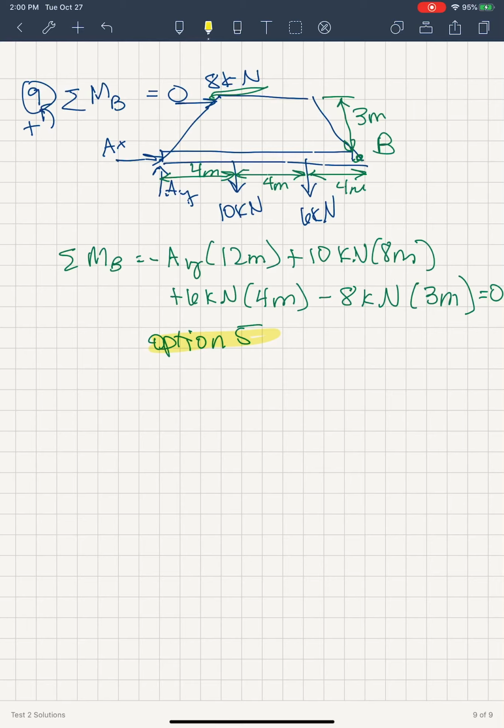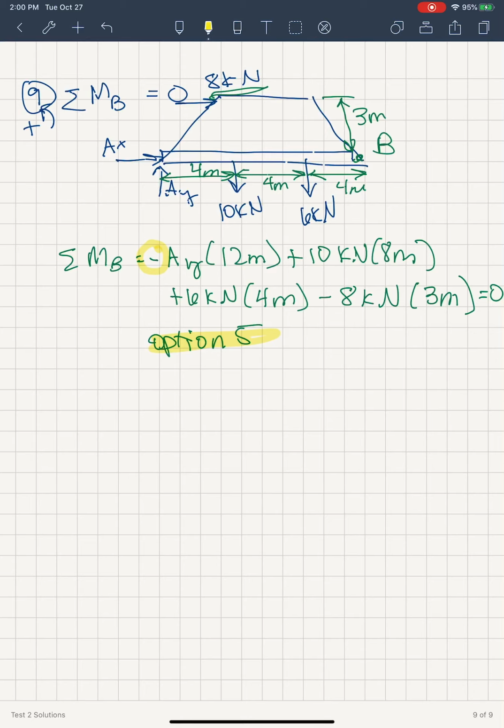It would have been okay if you had drawn that AY in the other direction. This would have been different, but the others would be the same. Or if you'd done positive being into the board, but this is the only option of those 5 that actually is a valid option. So that's the only one that's an appropriate equation for that.